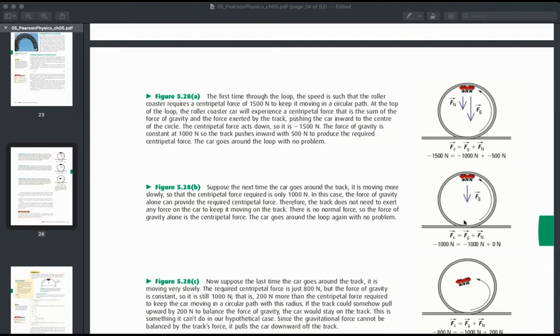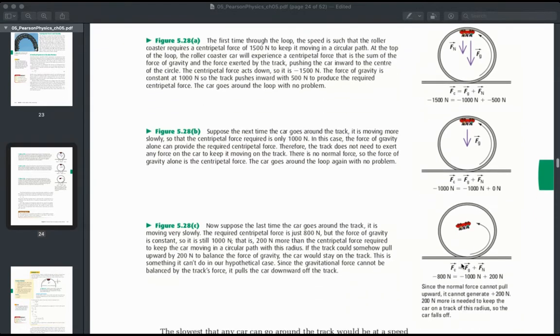On the other hand, you could be traveling just fast enough so that the centripetal force needed to keep you in circular motion is 1,000 newtons. Because your weight is 1,000 newtons, the only thing keeping you in circular motion at this point up here is your weight. If you're on the ride at this point, you'd feel weightless for a second. You wouldn't really be falling, you'd just be hovering on your seat, because your gravitational force is the force keeping you in circular motion. And that's the minimum speed to make it through the top of the loop.